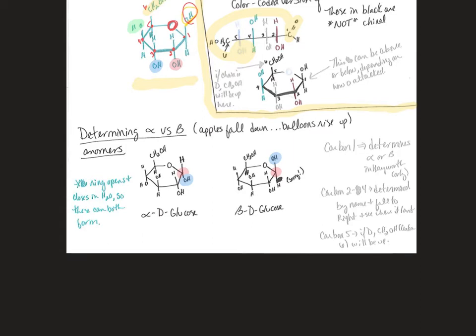So if that OH on the first carbon goes down, we call that alpha. And if the OH is going up, we call that beta. And here's how I remember that. Apples fall from trees, and that's where the alpha comes from. And balloons rise up, and that's where beta comes from. It's totally not where they come from, but it's an easier way to remember it. Okay.